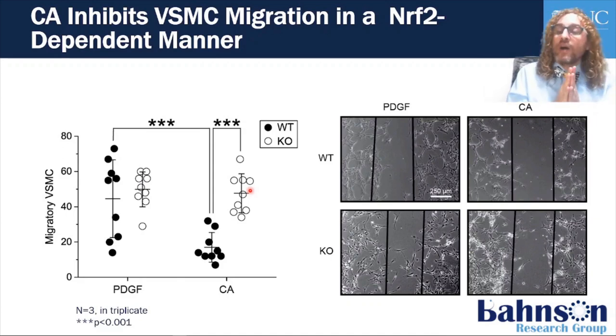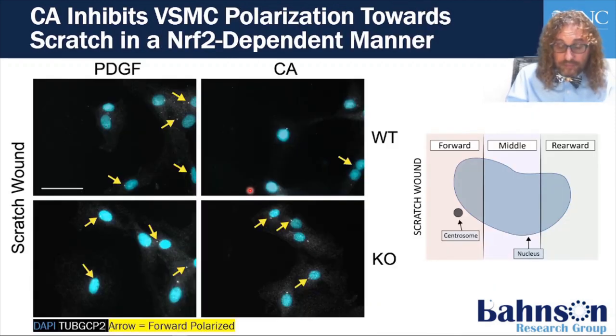We wanted to dig a little bit further into this effect, and to do that, we wanted to see polarization of the cells towards the movement, in directional movement. To do that, we quantified the position of the centrosome in the cell. We stained the cells with tubulin gamma complex protein 2 to find the centrosome, which are these little dots here. And we quantified if the centrosome was forward-facing towards the scratch wound, middle, or rearward-facing.